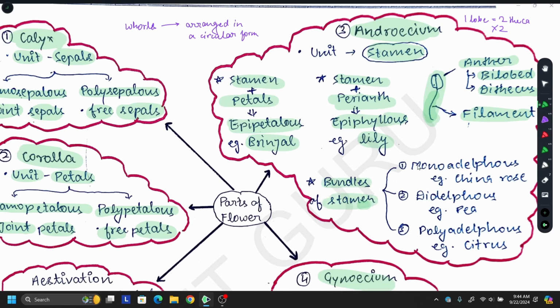For example, if all the stamen are arranged in one bundle, which is called as monoadelphous condition. Example, we have China rose. If all the stamen are arranged in 2 different bundles, we call them as diadelphous condition. Example, pea. And if there are many bundles of stamen, we call them as polyadelphous condition. Example, we have citrus. Okay. So this is all about androecium.